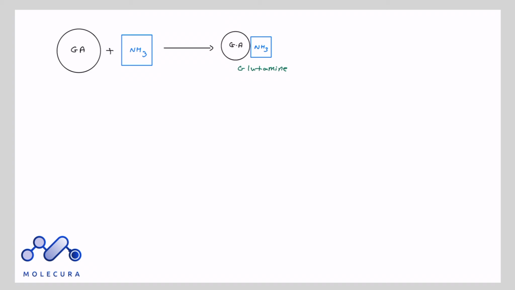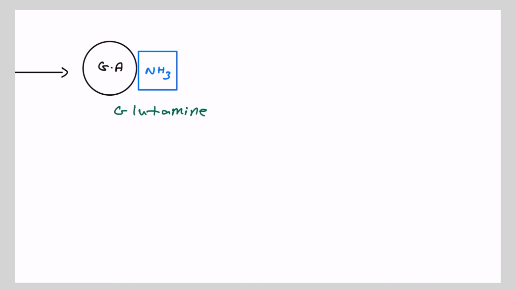So what happens here? The problem with this reaction is that its delta G is positive. The delta G of this reaction is going to be plus 3.4 kilocalories per mole.